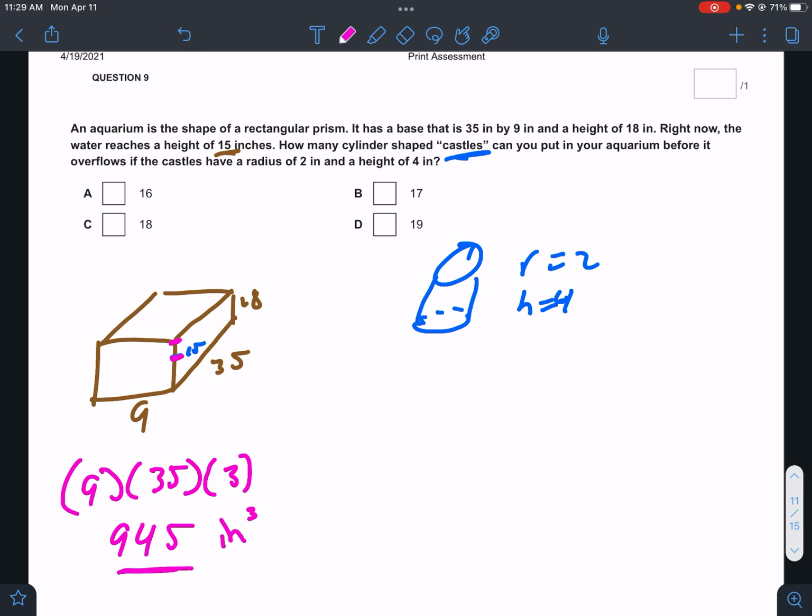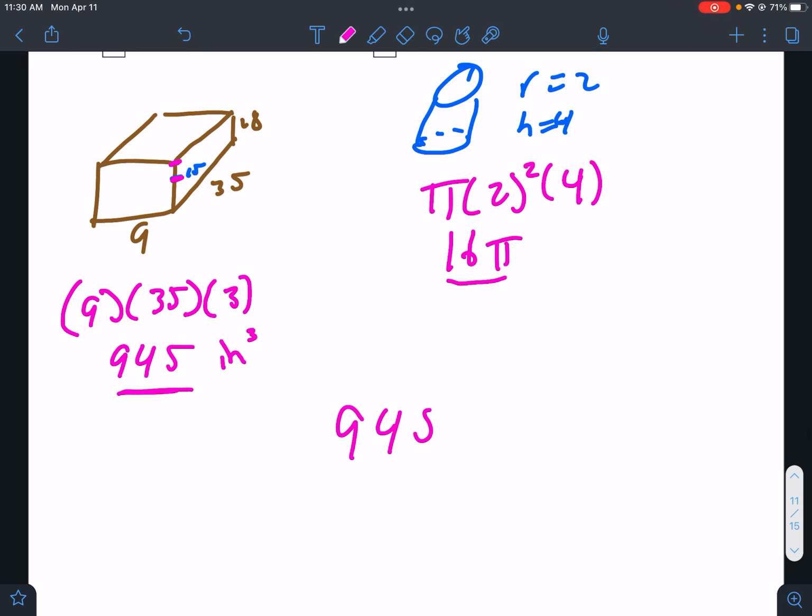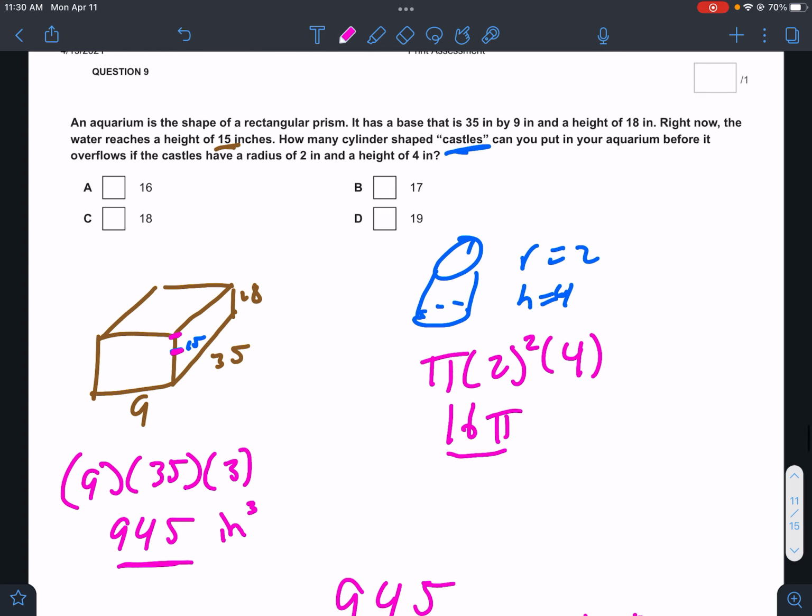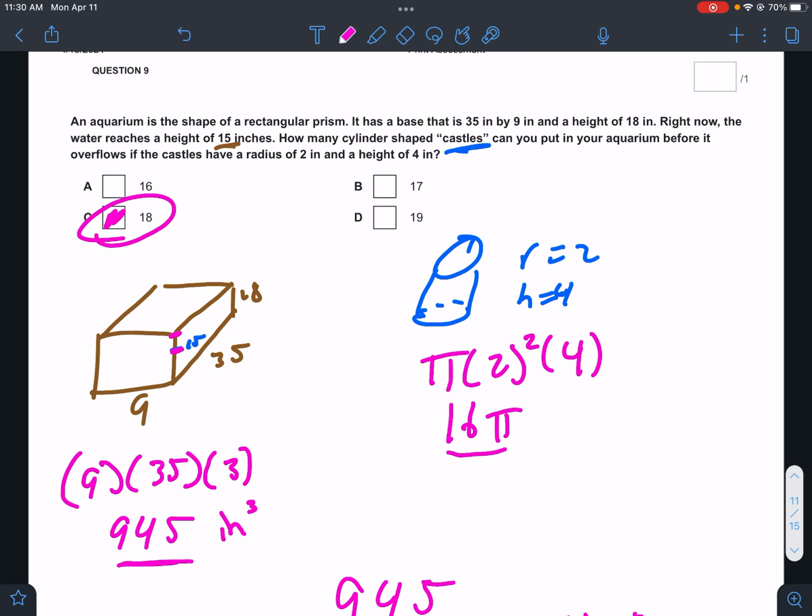A single cylinder would be pi times radius squared times the height. So one cylinder is 16 pi. So how many can we put in? It'd be the space we have. Notice there's no pi on that. Be careful, because that's a rectangular prism. No pi on that. It's just 945 divided by one cylinder. And I get 18.8. That means I can fit 18 of them. Number 19 would be no, no, no.